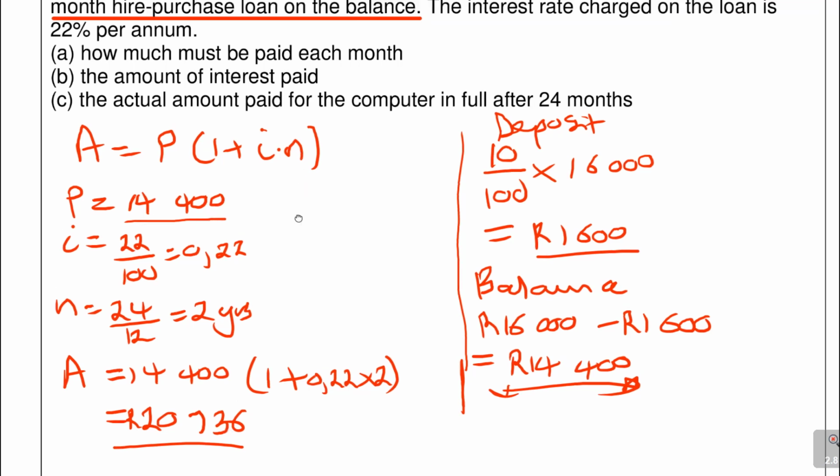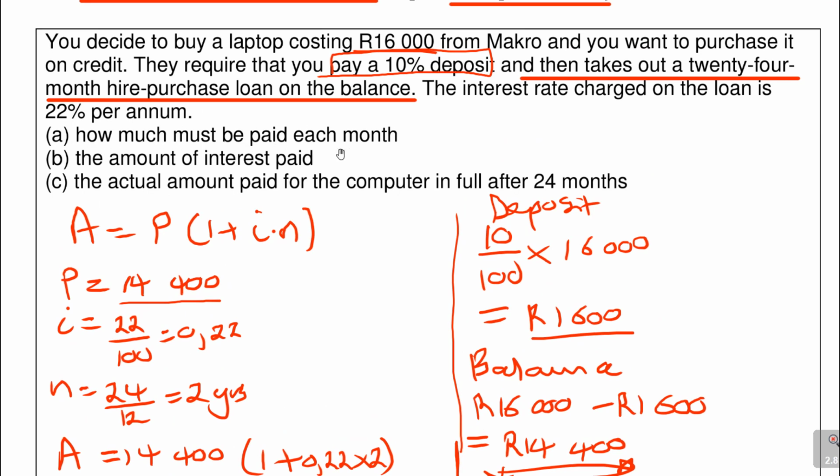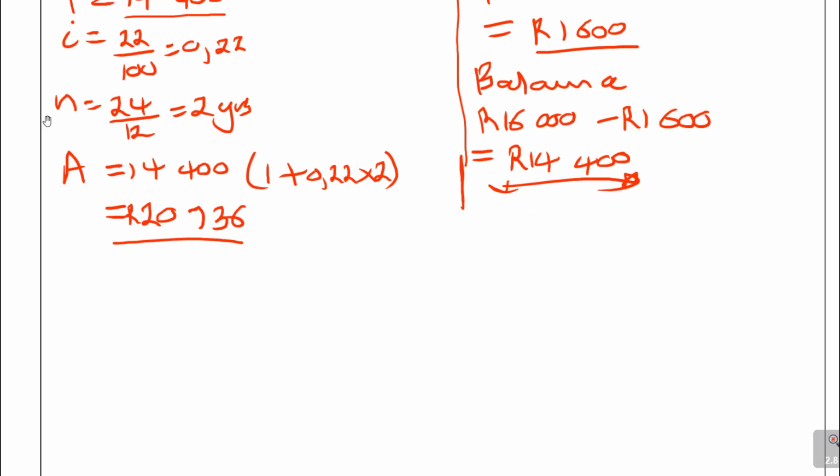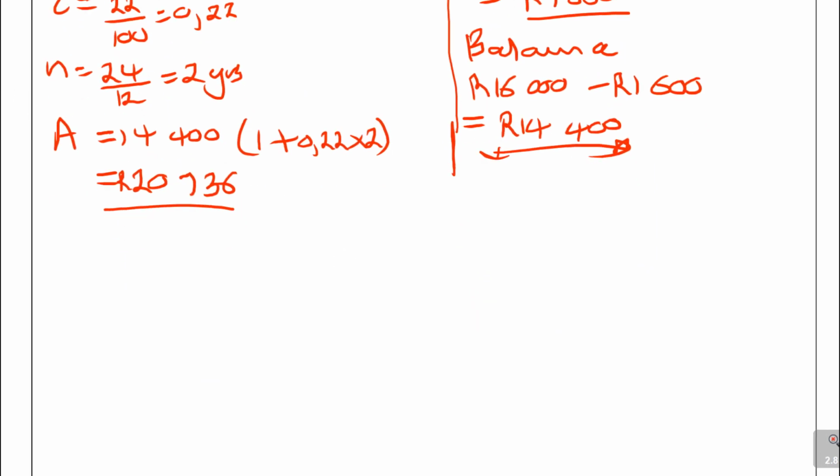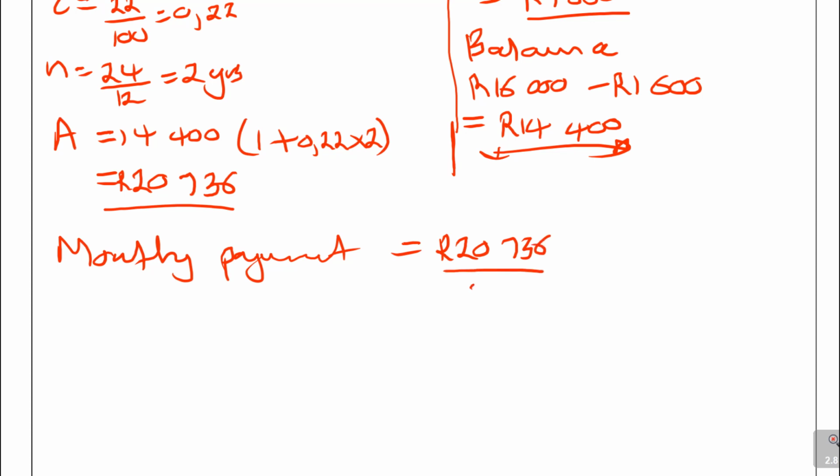So the question now comes and says, how much must be paid each month? A, each month. They say you decide to buy a laptop and you want to purchase on credit. They require you pay 10% deposit and then take out a 24 months hire purchase on the balance. So now since you're going to pay this money for 24 months, here they are asking how much must be paid each month. So you're going to say monthly payment is equal to, you take that money, 20,736, we divide by 2 years, which is 24 months.